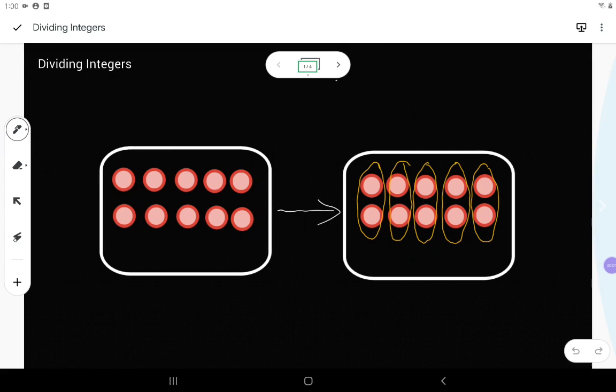So in this video I'm going to talk about dividing integers. Now I won't spend very long on the models. They're not as intuitive as the multiplying ones. They're a little bit more roundabout. So this would be what a dividing statement might look like in the model.